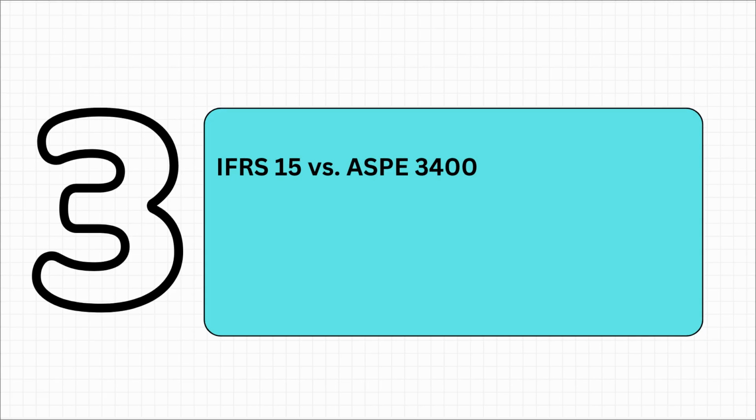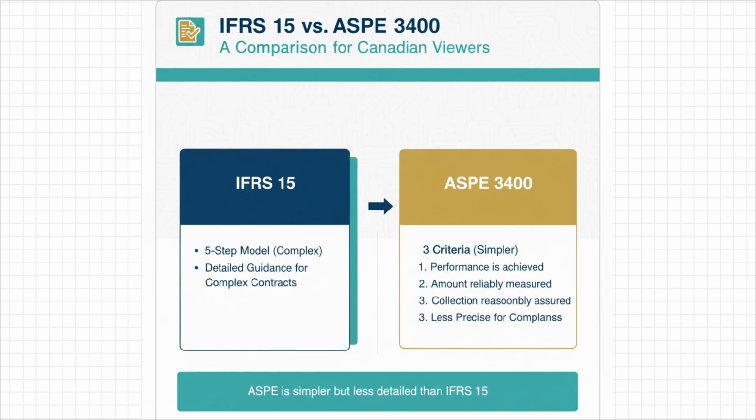Now, quick note for my Canadian viewers. Under ASPE, revenue recognition is simpler. Revenue is recognized when performance is achieved, the amount can be reliably measured, and collection is reasonably assured. Much less detailed than IFRS 15, but also less precise when it comes to complex contracts.